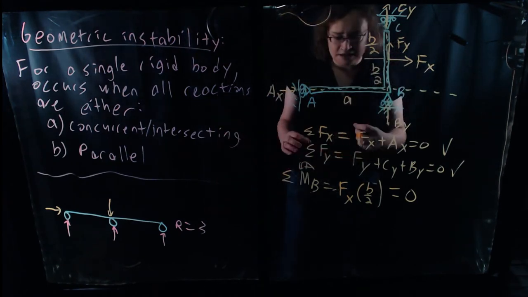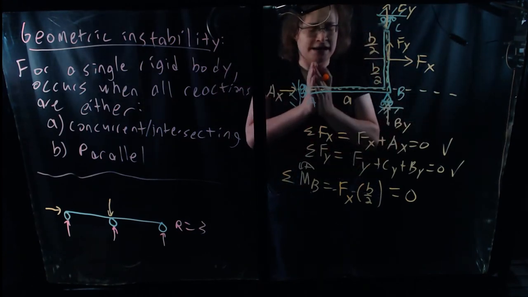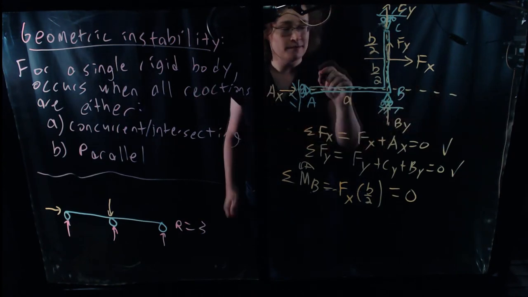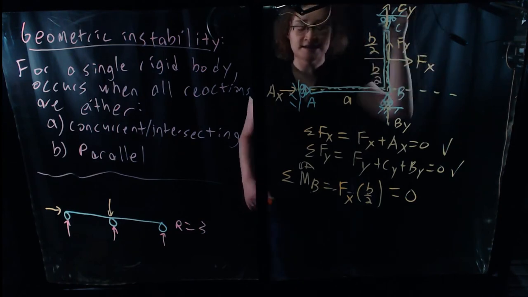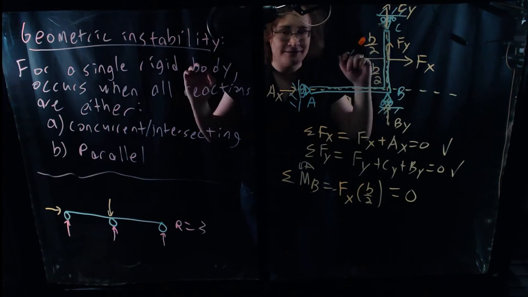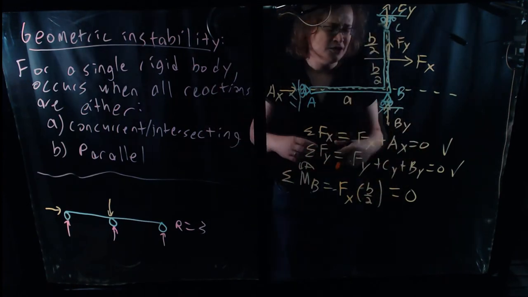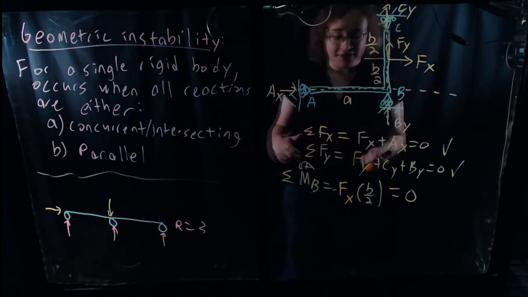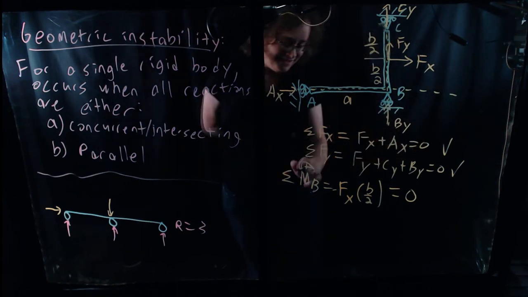So remember, if something is to be in static equilibrium, it must be in equilibrium about all points. I should be able to take balance of moments here or at A or at C or on the surface of the moon. It doesn't matter. If something is in equilibrium, it is in equilibrium about every point in existence. Now I don't know why you would take balance of moments about some point on the surface of the moon, but theoretically you could if you were really good at trigonometry.